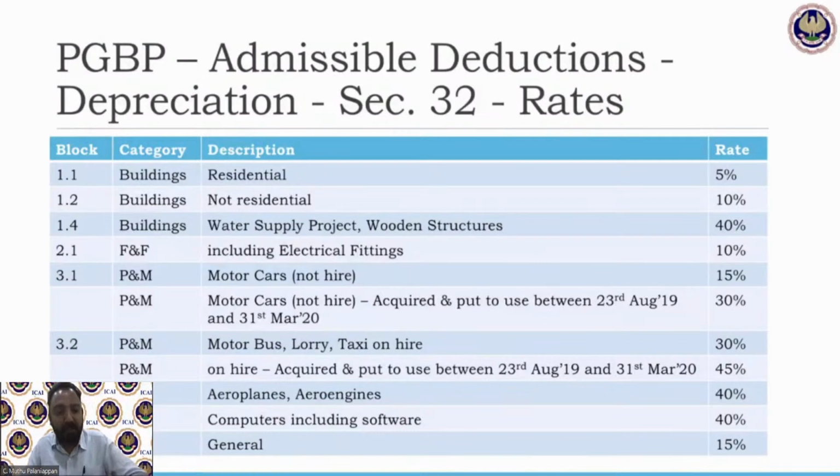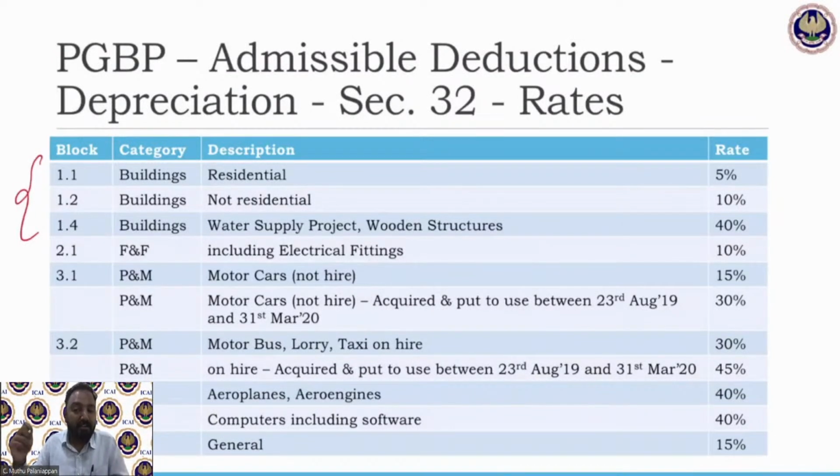So building is like block 1. Building includes residential, other than residential, some wooden structures and other things. So it is at 5, 10 and 40% respectively. And with respect to the other category, furniture and fittings, it includes electrical fittings. Whatever electrical fittings there are are also included in furniture and fittings. Any office equipment, everything will be included in furniture and fittings. That is 10%.